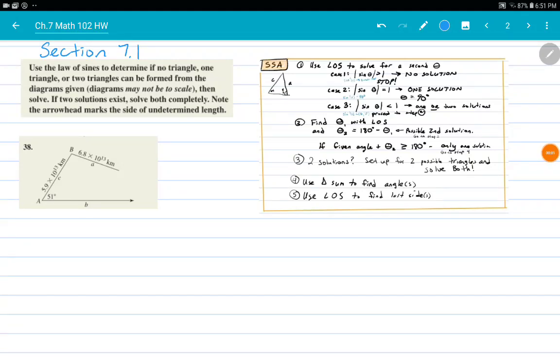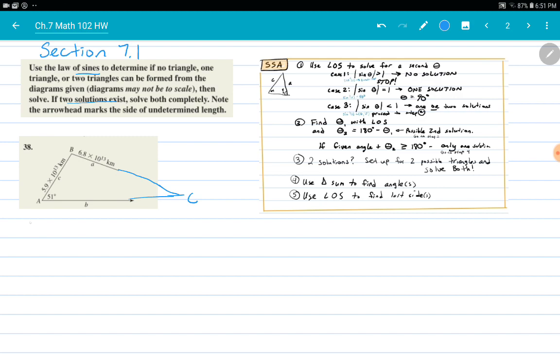In this section of 7.1, we're going to use the law of sines to determine if no triangle, one triangle, or two triangles can be formed from this diagram. And if two solutions exist, solve them both completely. Let's assume this does make a triangle and that these sides do in fact meet up. So we can just label that C.